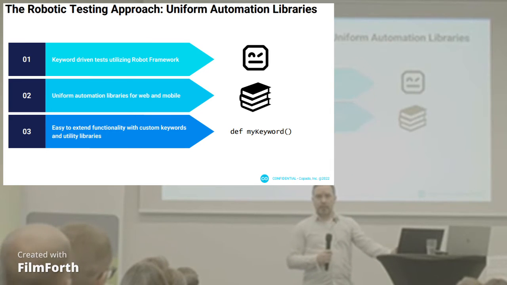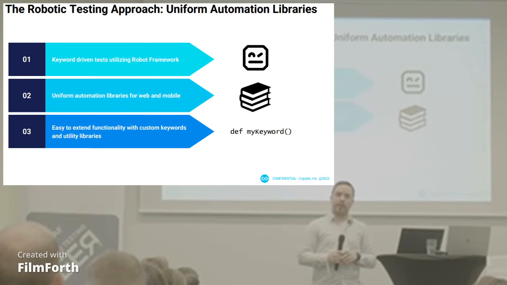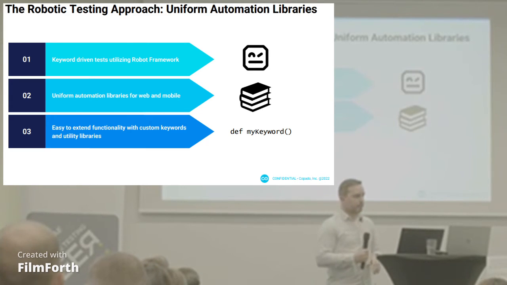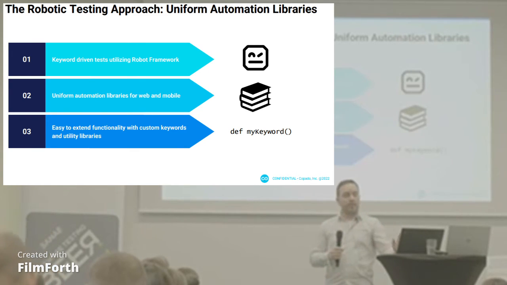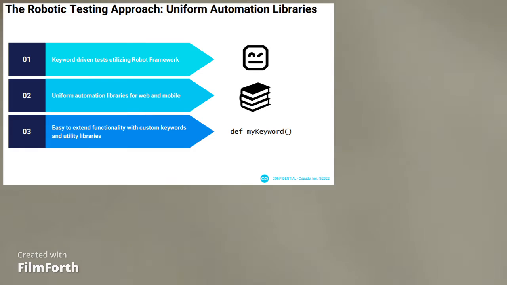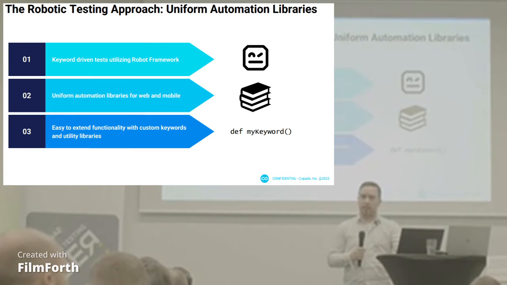Then uniform libraries between different platforms, so between web and mobile. As I said, when you have experience of doing web automation and you want to move to mobile automation, it's good that you can use similar libraries. So meaning that you don't need to learn new keywords or new methods to do that. And then also extendability. So it's easy to extend new functionality using custom keywords or doing new libraries.